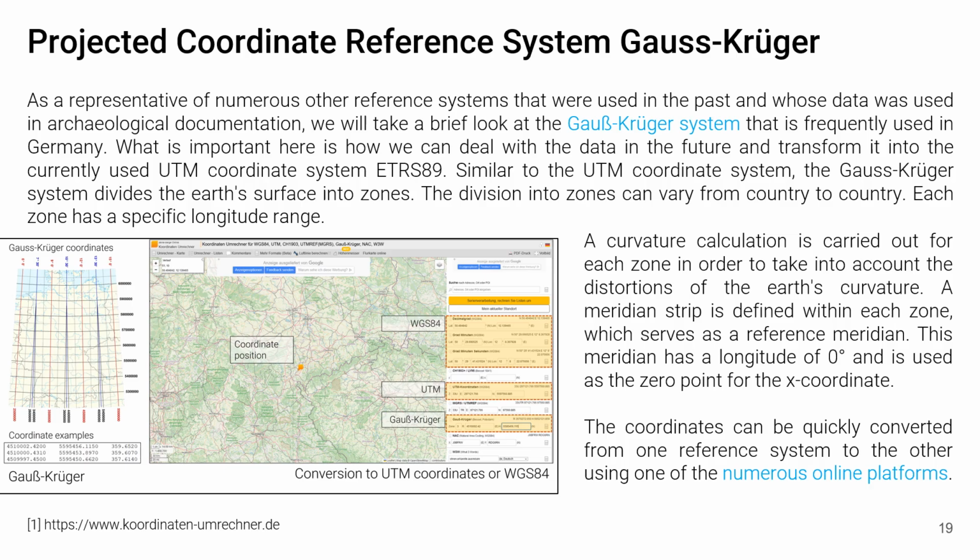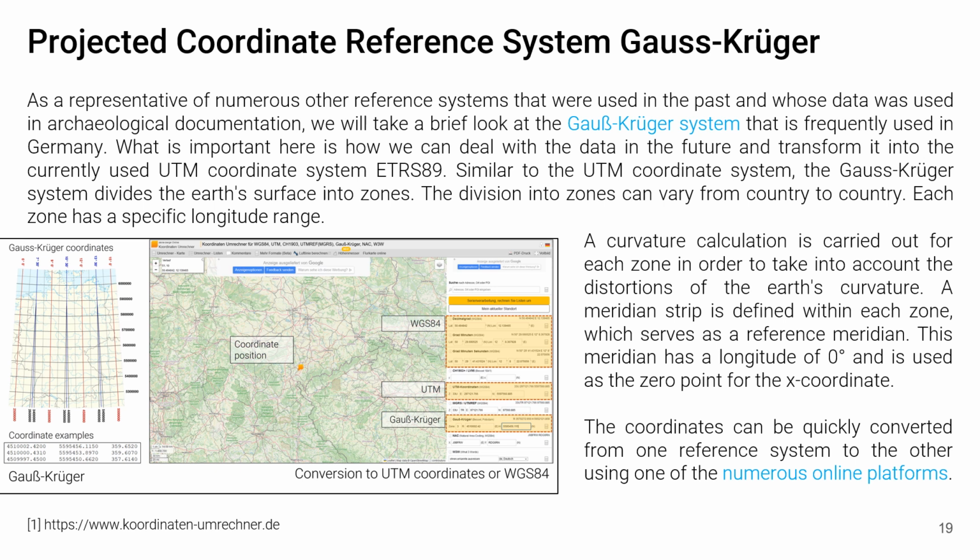Similar to the UTM coordinate system, the Gauss-Krüger system divides the Earth's surface into zones. The division into zones can vary from country to country. Each zone has a specific longitude range. A curvature calculation is carried out for each zone in order to take into account the distortions of the Earth's curvature. A meridian strip is defined within each zone, which serves as a reference meridian. This meridian has a longitude of 0 degrees and is used as the 0 point for the x-coordinate.